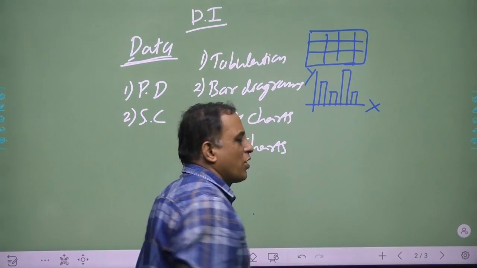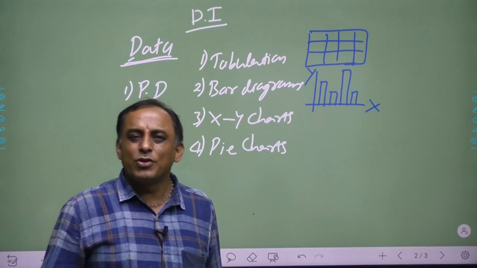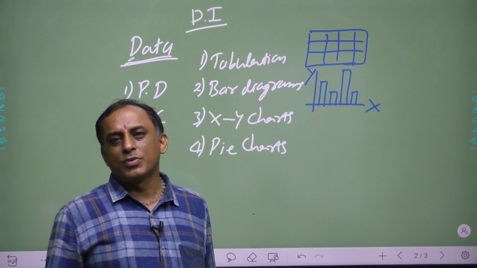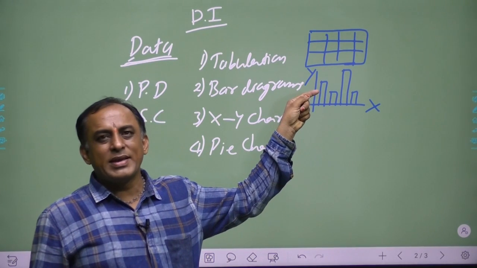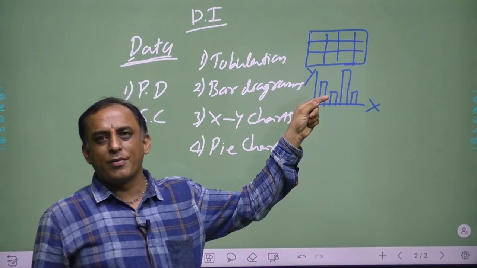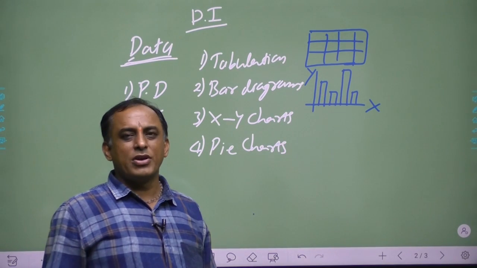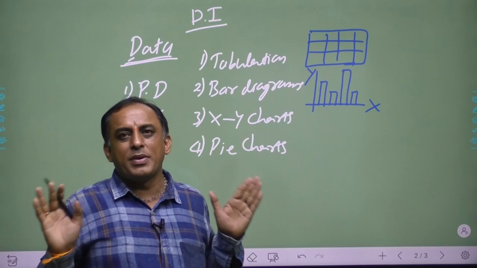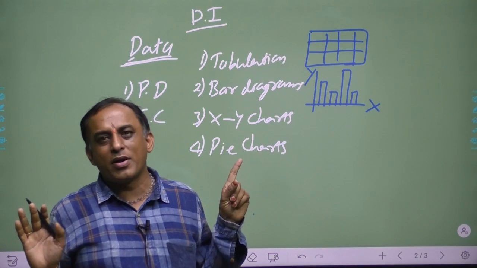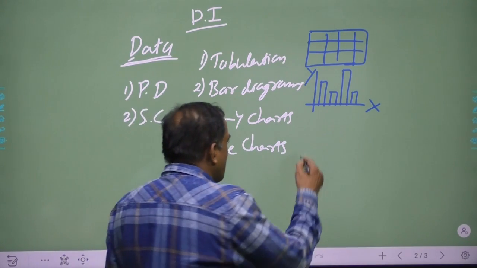So if you prepare the information like a bar, that is known as a bar diagram. Generally, we will maintain equal width for each and every bar. The values depend on the height. So this is a bar diagram. And what is the next one?